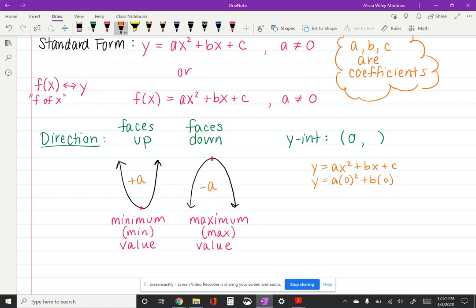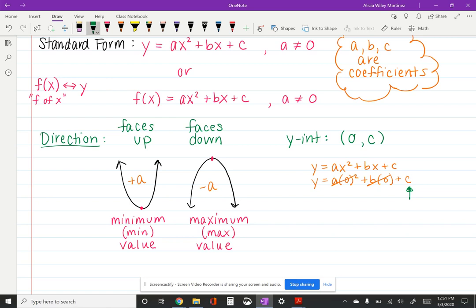So plugging in 0 for x and simplifying it. Well, 0 squared times a will cancel out, and 0 times b cancels out. Therefore, if you plug in a value of 0 for x whenever it's in standard form, you will always get that value of c for your y. So the value of c will help lead you to what your y-intercept is going to be.